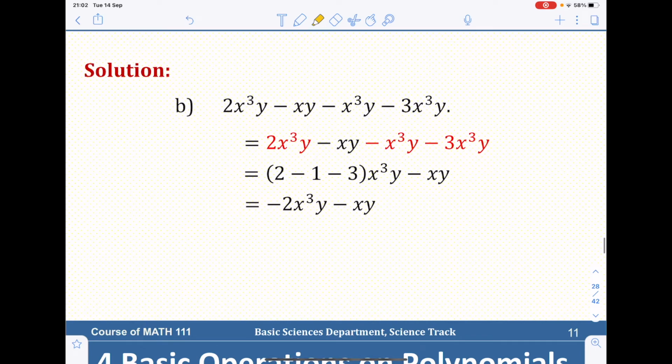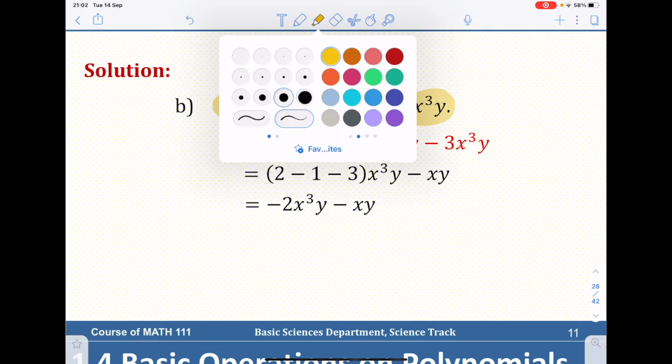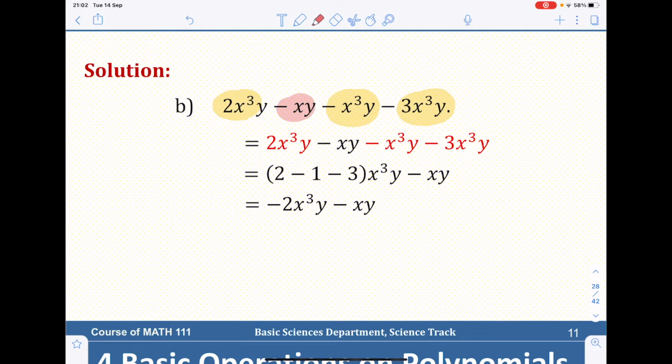Okay, for part B, the same thing. I will just add the like terms together. So this one, x to the power 3 y. I have 3 terms, x to the power 3 y, x to the power 3 y, and here x to the power 3 y. So I would add those together, and then I put these terms as they are. Okay, so let's add those together. Here I have 2, here I have -1, here I have -3. So the answer would be -2x^3y minus xy.